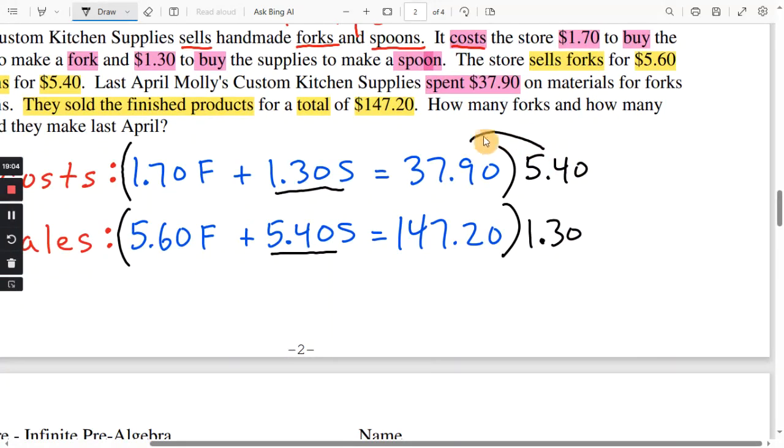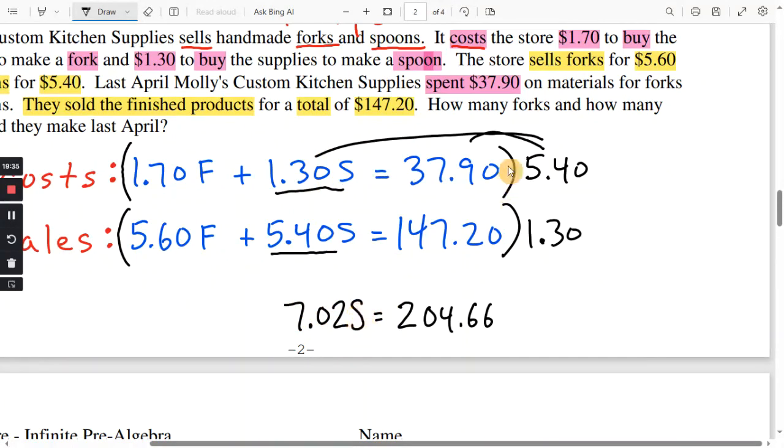All right, and rewrite. So 5.4 times 37.9, 204.66. All right, and 5.4 times 1.30, that's 7.02 S. All right, keep the equal sign. And then 5.4 times 1.7, that's 9.18 F. All right, keep the plus sign.